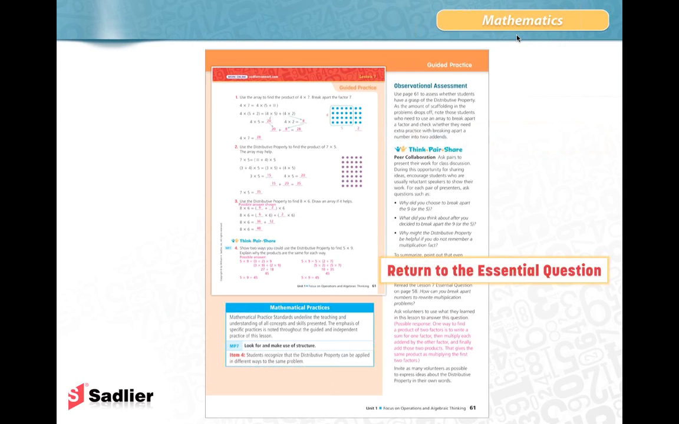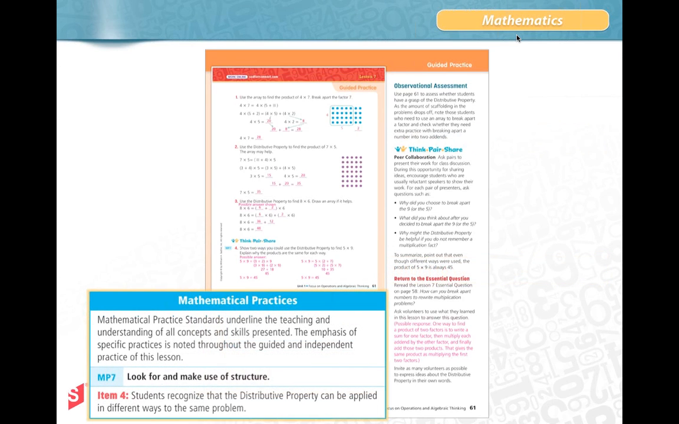And then we return to the essential question at the end of the lesson. So we pose the question in the beginning of the lesson, and then we return to the essential question. And this acts as a student debrief, if you would, at the end of the lesson to make sure that students really understand the skill and concept of the lesson.